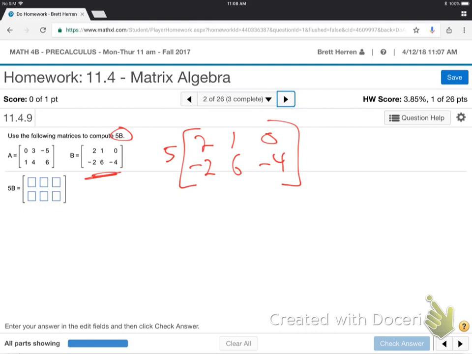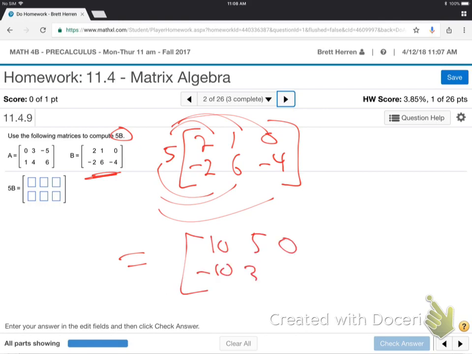So what would you do by hand here? Distribute it. That's what they did too. They just said, let that 5 go to all of them. So boom, boom, boom, boom, boom, boom. So it would equal, what is that? 10, 5, 0, negative 10, 30, negative 20. That's what they did too. Really natural. You guys could have made this up, right?